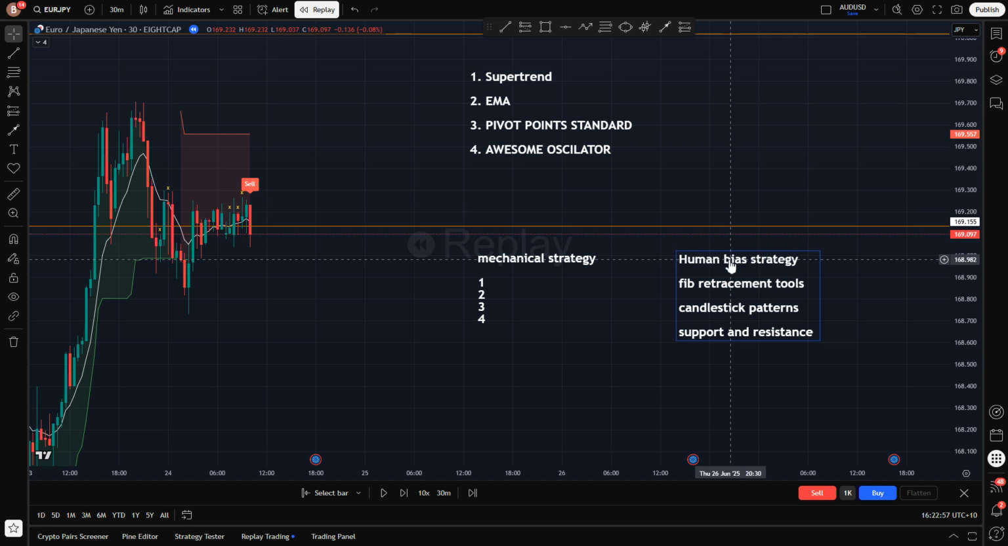It's the exact same if you're starting a business and you want a loan. You don't just go up to a bank and say, hey, I've got absolutely no consistency and no data to show you that this thing works. That's why the human bias strategies suck.